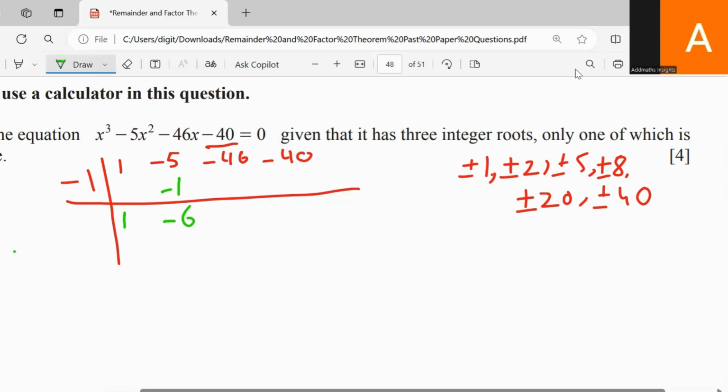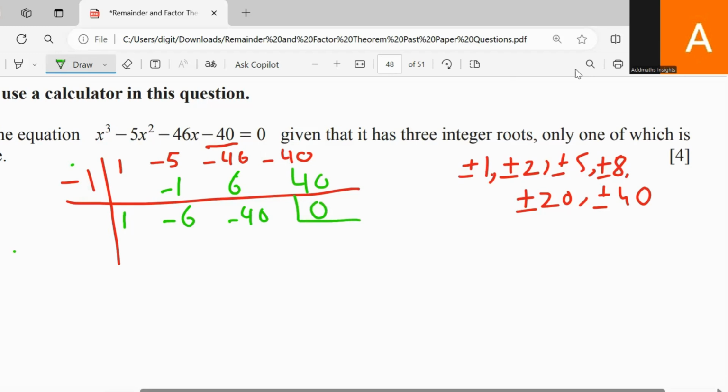Then you multiply minus 6 and this minus 1, and your answer is plus 6. When you solve minus 46 plus 6, your answer is minus 40. And then you multiply minus 40 by minus 1, your answer is plus 40. And when you solve minus 40 plus 40, your answer is 0, because this shows the remainder is 0.